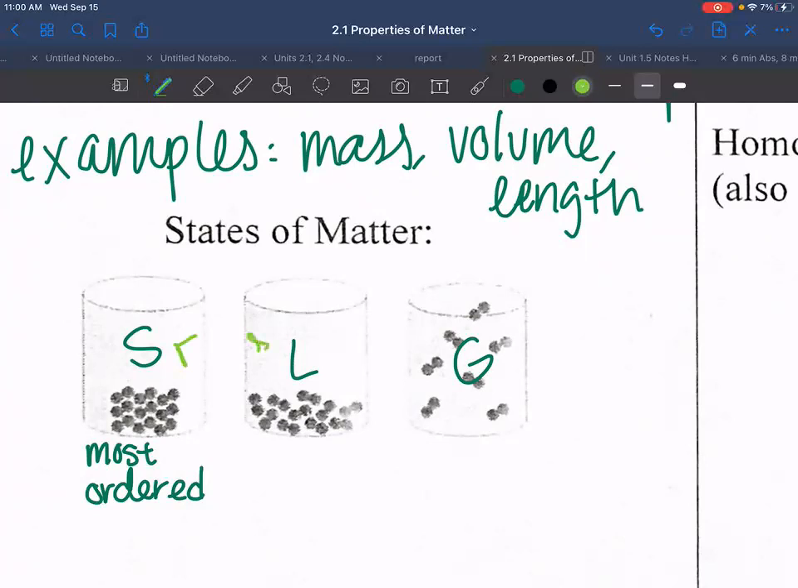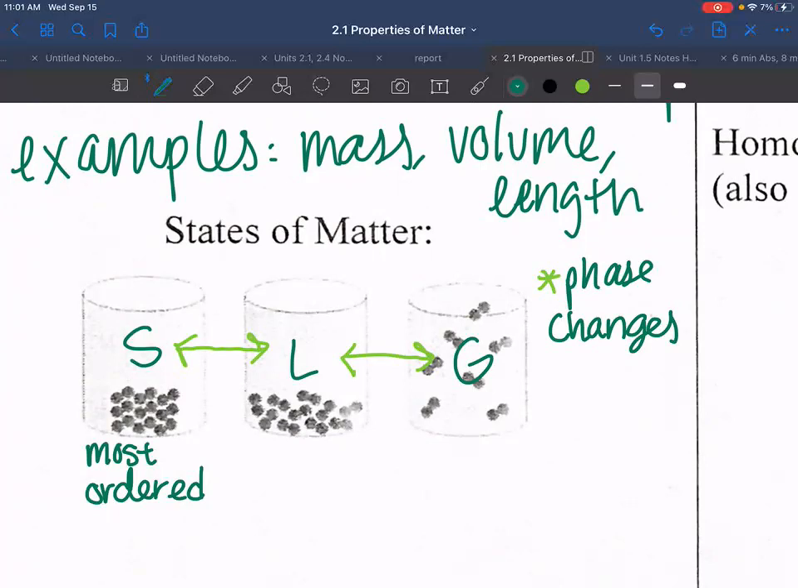Now, thinking about the changes between solid and liquid, liquid and gas, we refer to those as our phase changes. When we are talking about physical properties, we said, hey, some are reversible, some aren't. If you freeze an ice cube, so you take liquid water and freeze it, can you undo that? You can melt it, right? So phase changes are reversible.